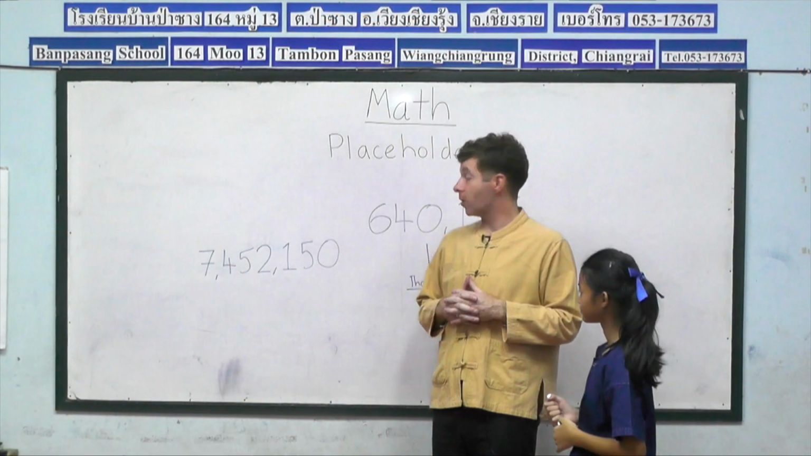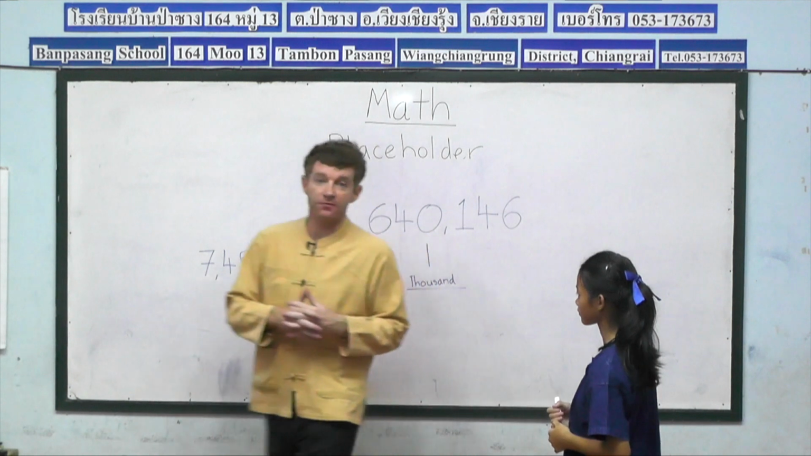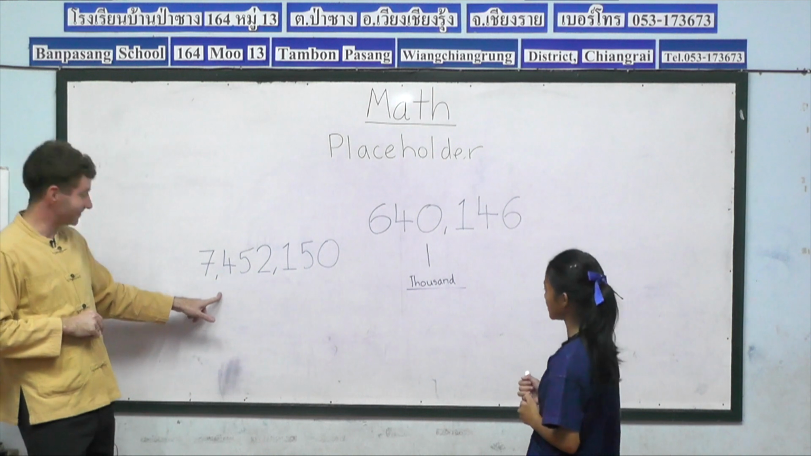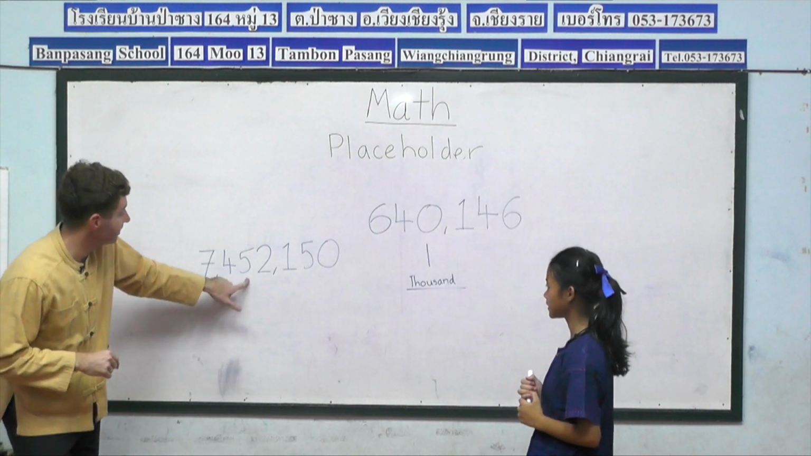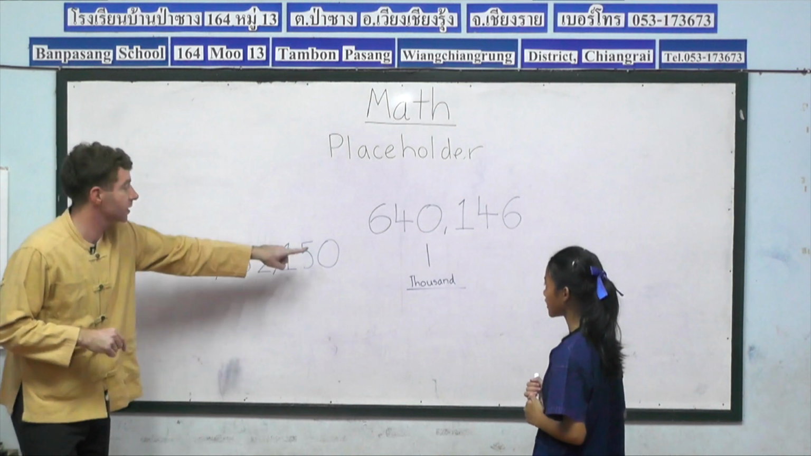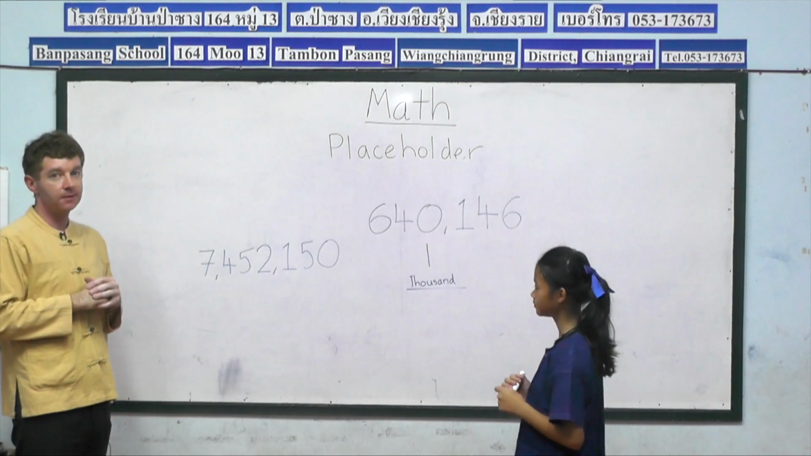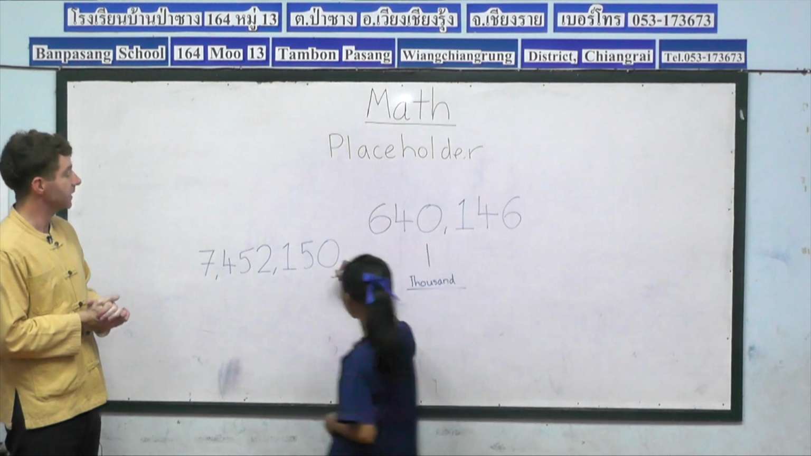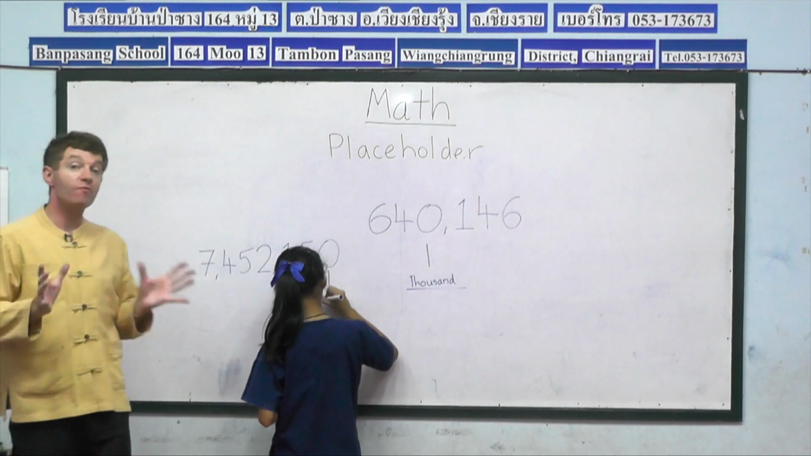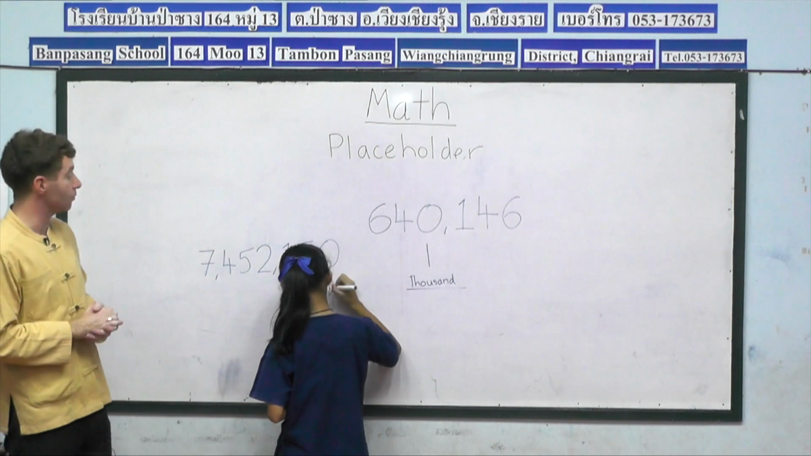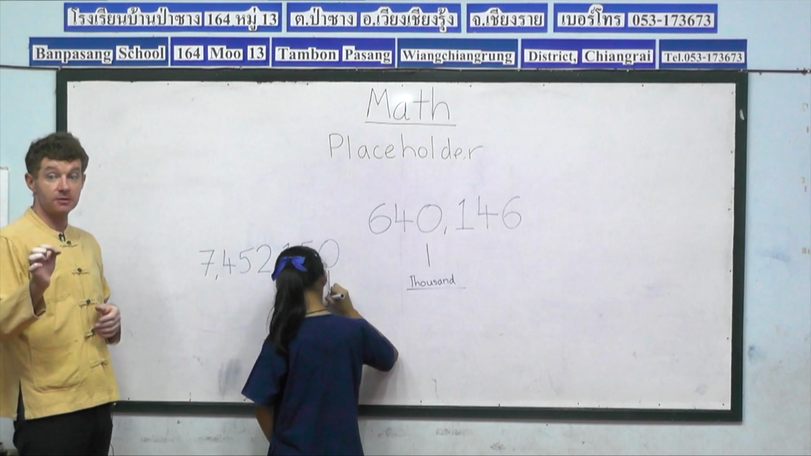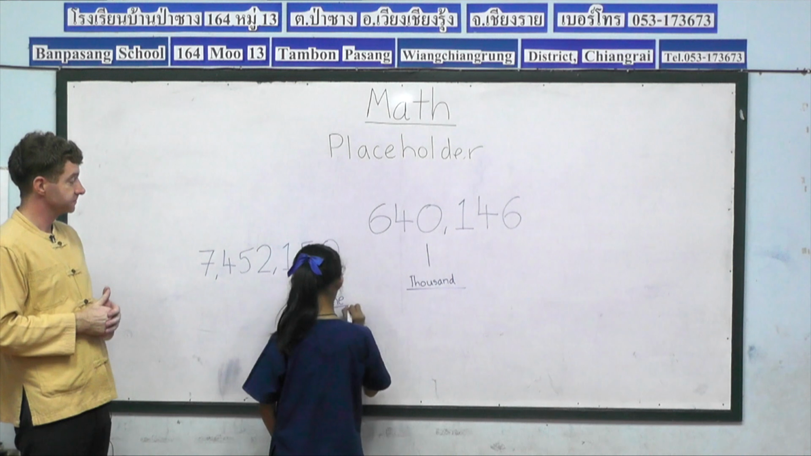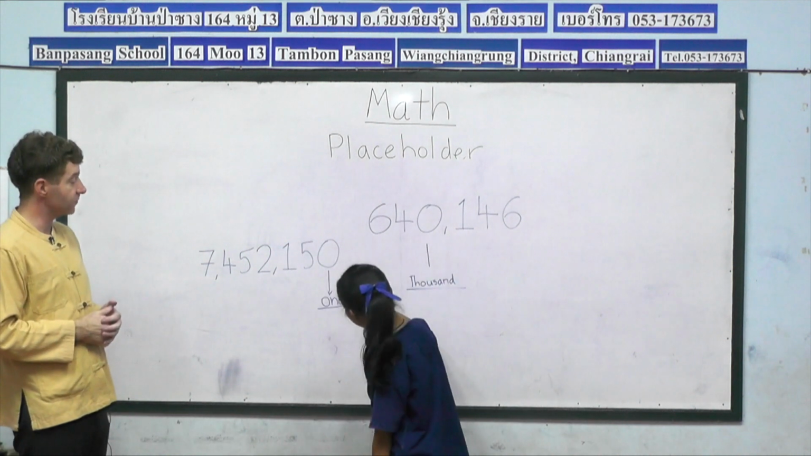So guys, first of all, let's read the number that I've written on the board. We have 7,452,150. Okay, now first thing to do is to locate the 0. And where's our 0? Here. Yes. And find out what place value our zero represents. Ones. Excellent. Ones. And as we can see, ones.